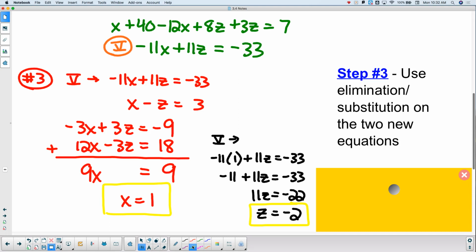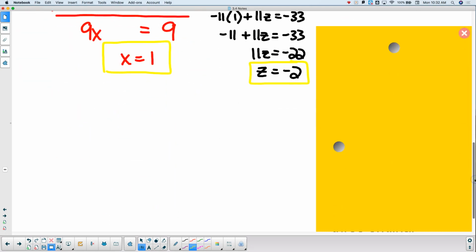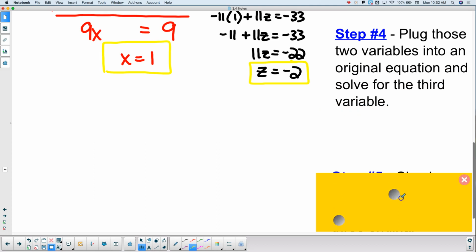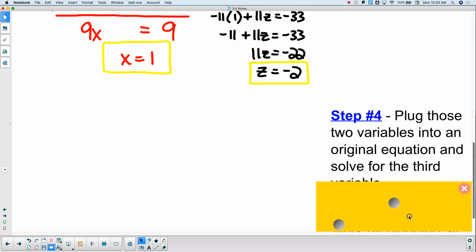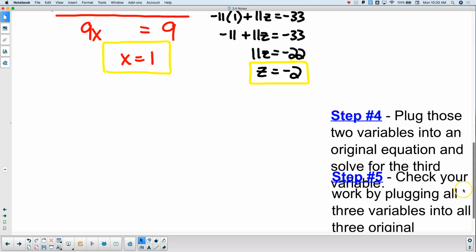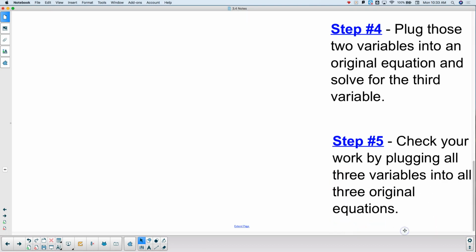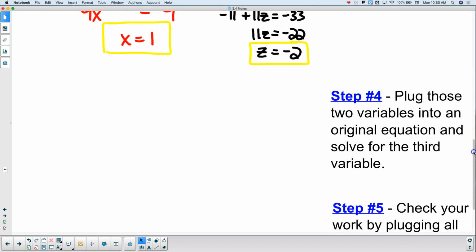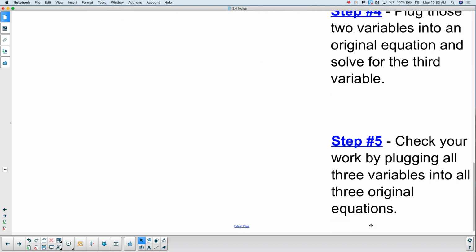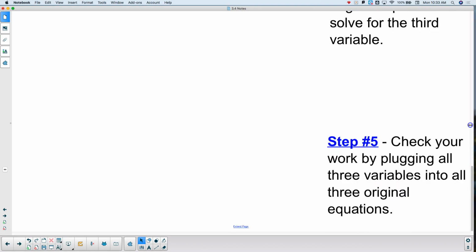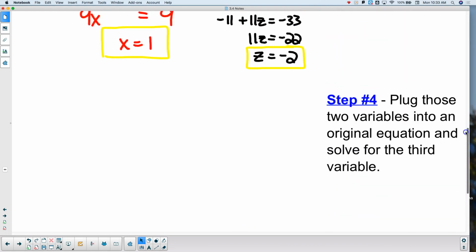Put both of those into an original equation. Oops. Whoops. Come on now. Come back down here for me. Okay. Come on now. There we go. Now we got it. Whoa, now we got shrinking.